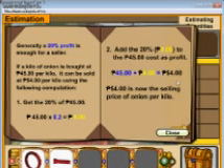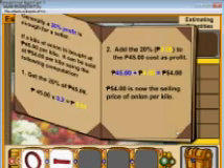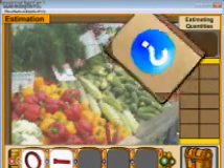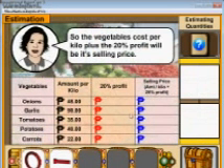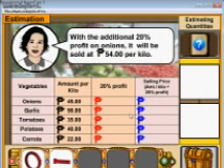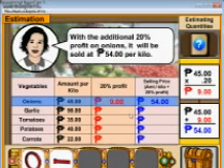So we should sell each kilo of onion at 54 pesos. That would gain Elena a lot of profit. Now going to the next module. So the vegetable cost per kilo plus the 20% profit will be its selling price. Now, with the additional 20% profit on onions, it will be sold at 54 pesos per kilo.